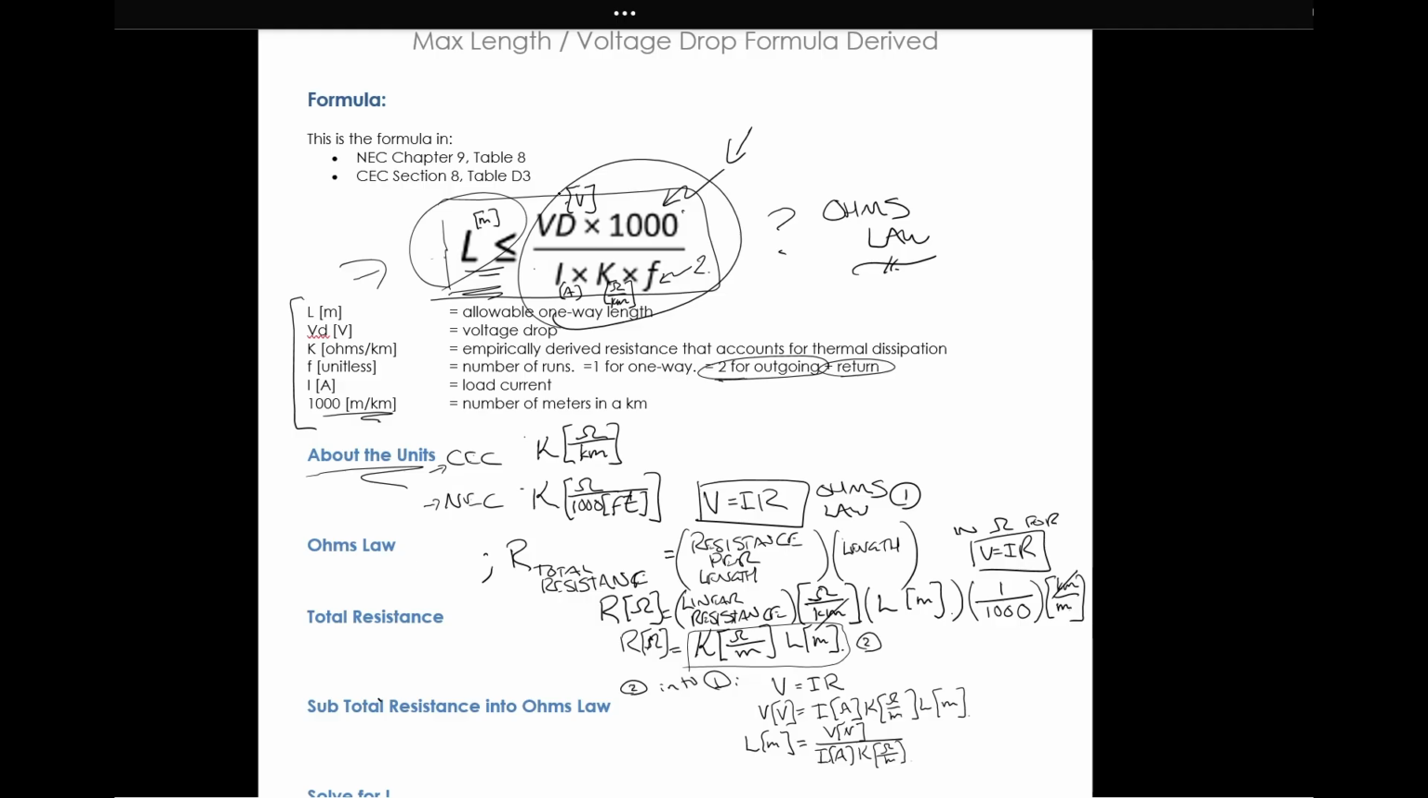So I'm seeing voltage drop. Yes, I've got this voltage drop. I've got current in the denominator like I wanted to. I've got K in the denominator here. I don't have this factor of 2.